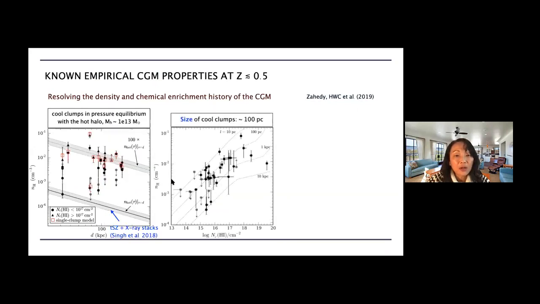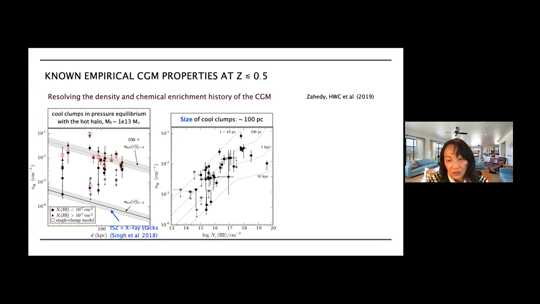given the inferred clump density, that's the space density. We also know the ionization fraction. And modify that, we can infer the corresponding H1 space density. With the observed column density, that's how we infer the clump size here. So two different sets of analyses.